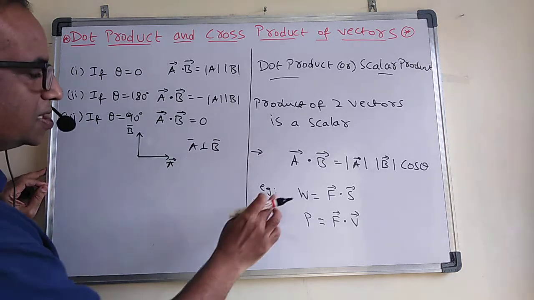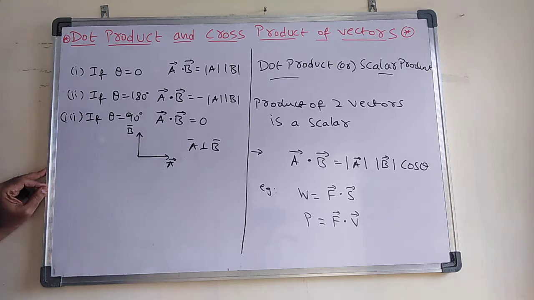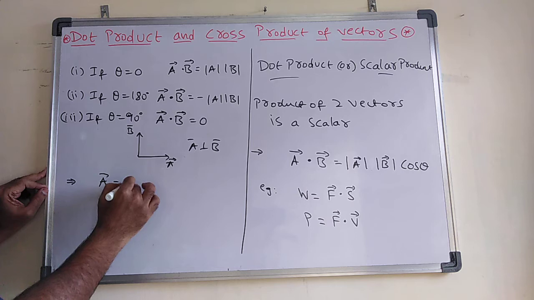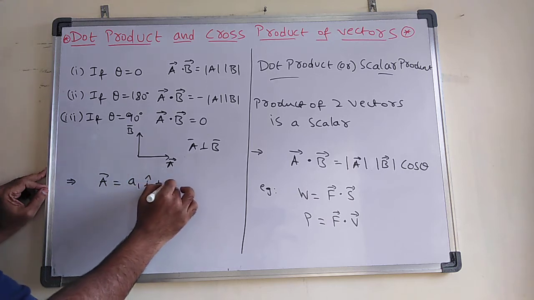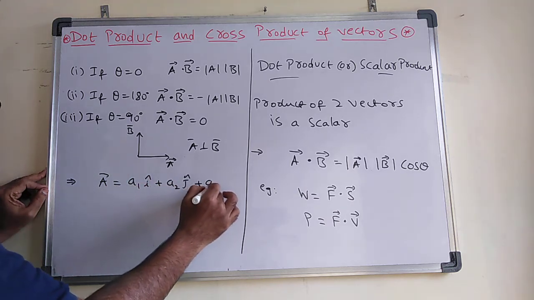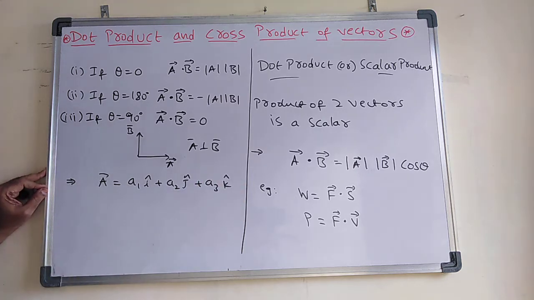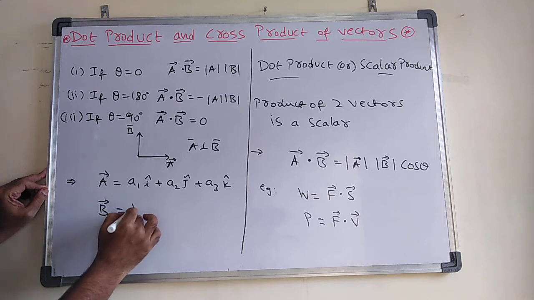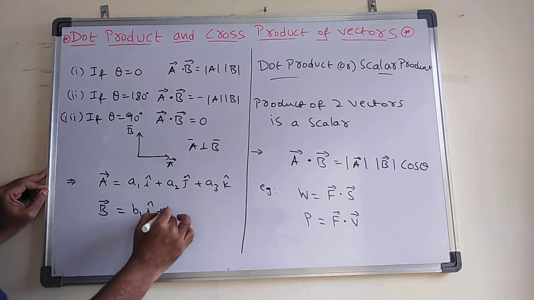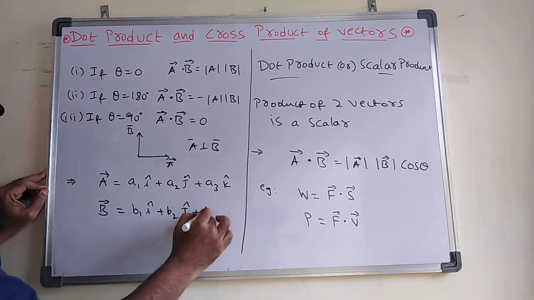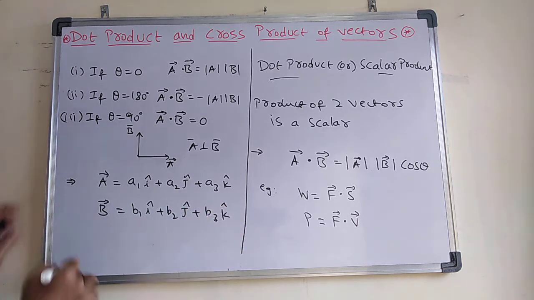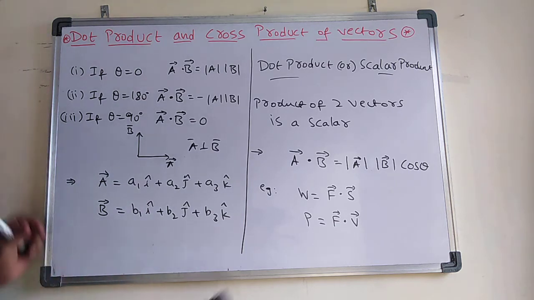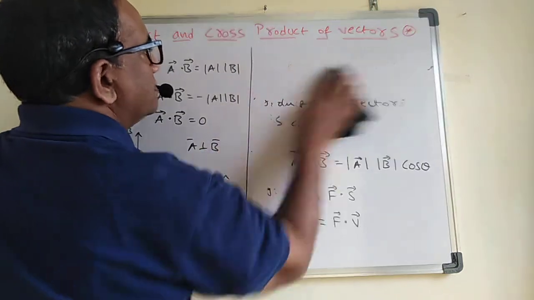Now the question is, how can we do this dot product? Let us consider A equals A1 i cap plus A2 j cap plus A3 k cap. Let us take another vector B, where B equals B1 i cap plus B2 j cap plus B3 k cap. In these two vectors, see how we can do this dot product. Look carefully, I am rubbing this part.